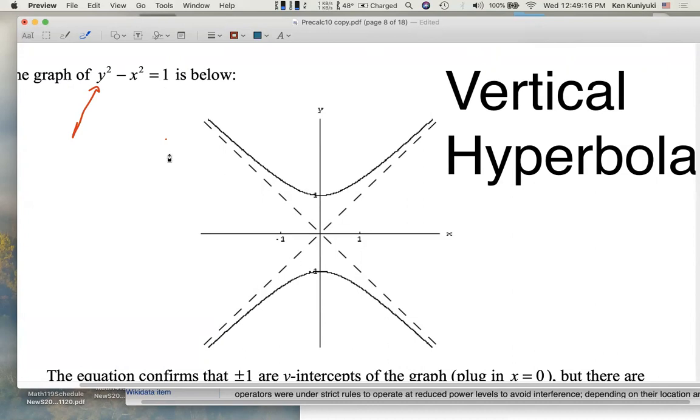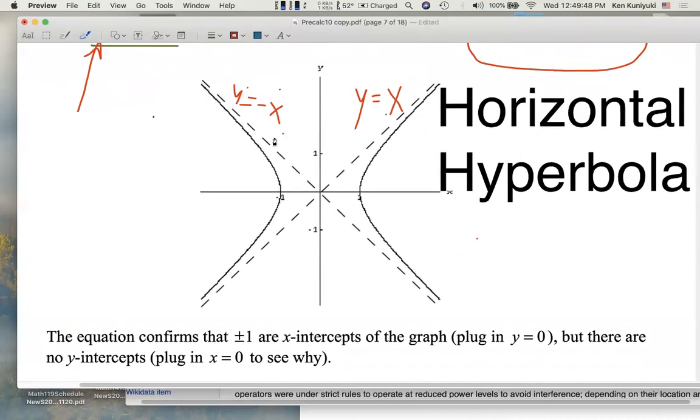Similarly to before, notice that we have intercepts of one type but not the other. We have y-intercepts. When you set x equal to 0, y squared equals 1, so y equals positive 1 or negative 1. Here are the y-intercepts. They're also the vertices of the hyperbola. But if we try to look for x-intercepts, when we set y equal to 0, this has no solution for x. So there are no x-intercepts. The asymptotes are the same as before: y equals x and y equals the opposite of x.